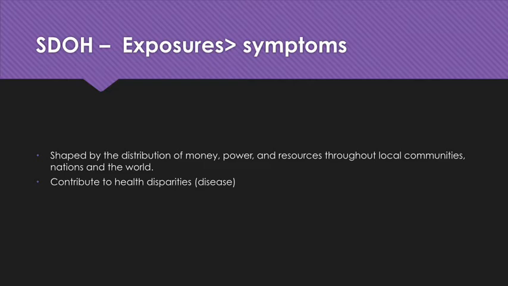So social determinants of health are shaped by the distribution of money, power, and resources throughout local communities, nations, and the world. And when we think about resources and the scarcity of resources and how they are distributed, that's the politics. So politics will influence the social determinants of health. And all of these will contribute to health disparities, and that is the disease that we see within our health system.